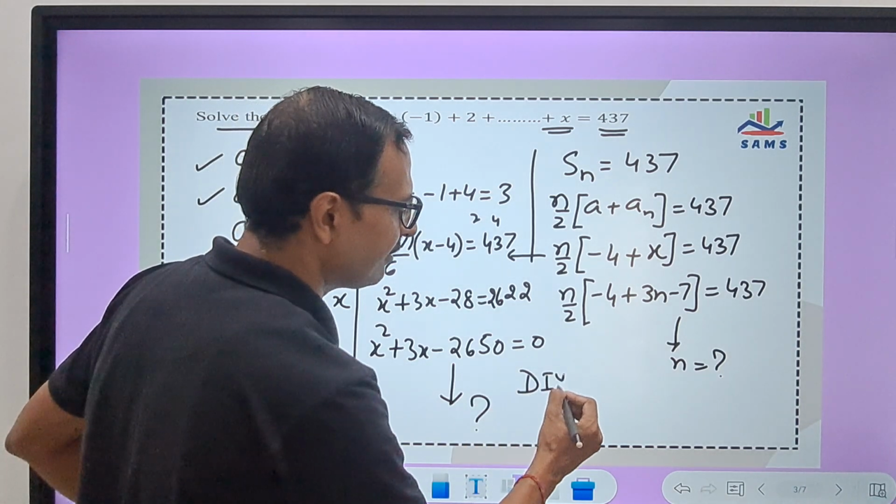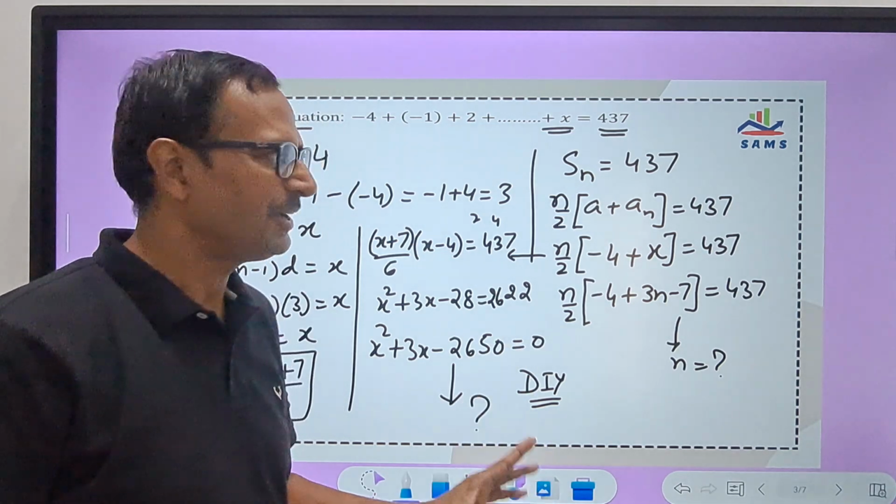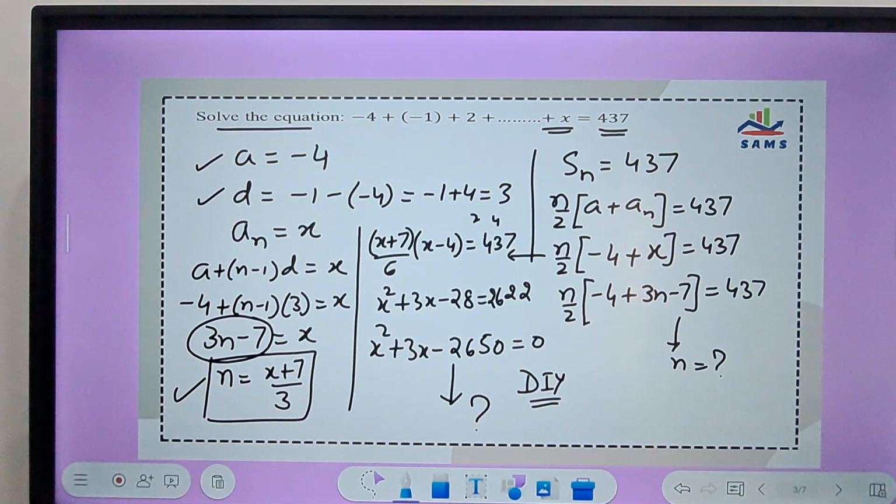I'll leave it as a DIY. You have to tell me what value of x did you obtain. Okay, so this is the method. So there are two different ways you can do it.